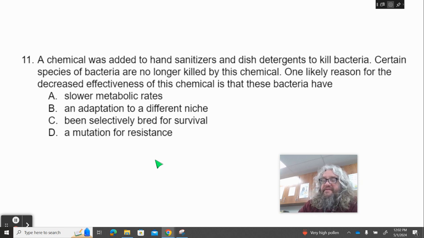Number 11, a chemical was added to hand sanitizers and dish detergents to kill bacteria. Certain species of bacteria are no longer killed by this chemical. One likely reason for the decreased effectiveness of this chemical is that these bacteria have A, a slower metabolic rate, B, an adaptation to a different niche, C, been selectively bred for survival, or D, a mutation for resistance.